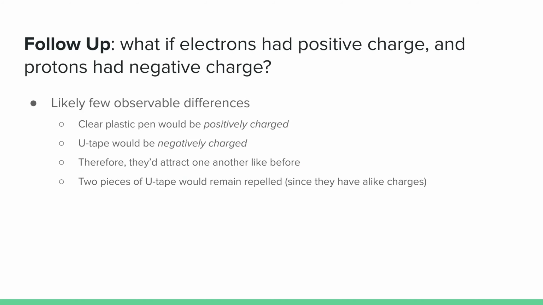I'd also like to consider for a second what would happen if protons were negatively charged and electrons were positively charged. In this experiment, we likely wouldn't even be able to directly observe any differences. The pen would instead be positively charged and the U-tape would be negatively charged, resulting in them being attracted just like before. In addition, the two pieces of U-tape in the second part of the procedure would remain repelled by each other, and our overall procedure would therefore remain unchanged.